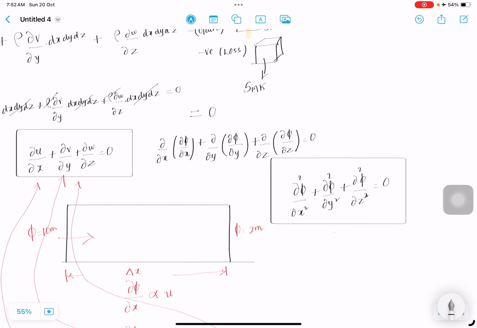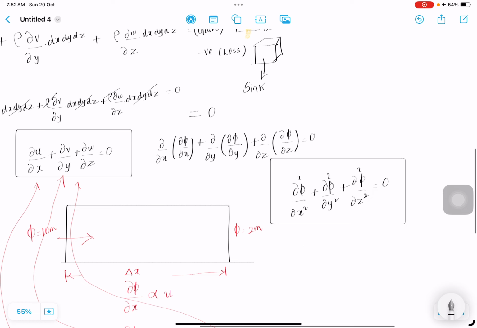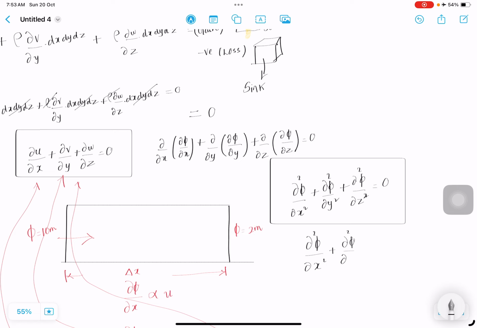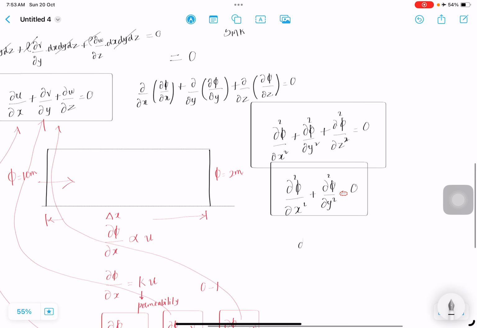So this is our famous Laplace equation. But for a two-dimensional problem, there is no flow along the z direction, in which case this equation reduces to dou squared phi by dou x square plus dou squared phi by dou y square is equal to 0. And for a one-dimensional problem, it will be dou squared phi by dou x square is equal to 0. This is for one-dimensional fluid flow. So this is going to be our governing differential equation.